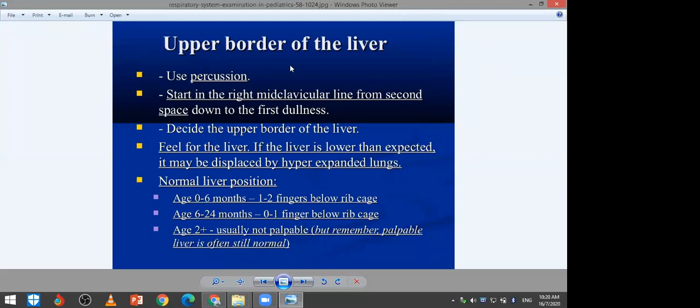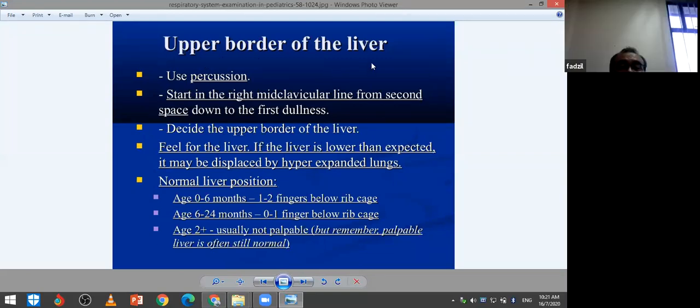Okay. So, you have to recognize the upper border of the liver. And you have to recognize the age will be different: 0 to 6, 1 to 2 fingers below the ribcage. 6 to 24, 1 finger below the ribcage. 2 plus is really not preferable already, but still the liver can often be normal in children. Remember that, but you have to realize the upper limit of the liver.